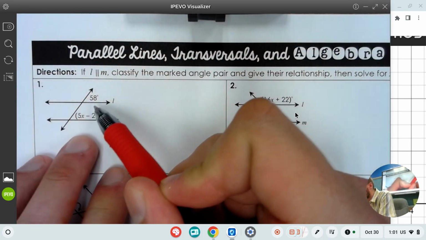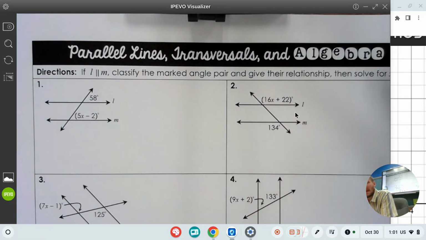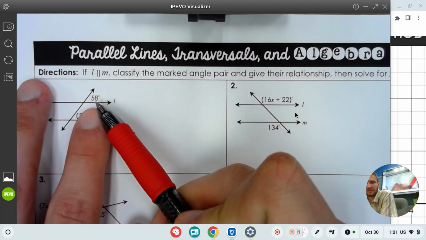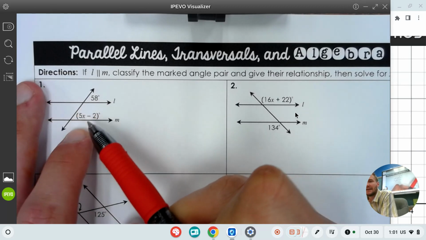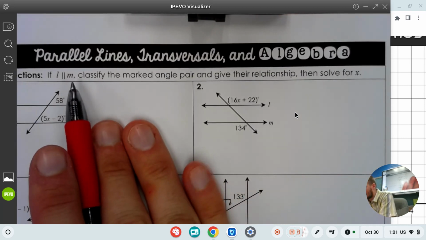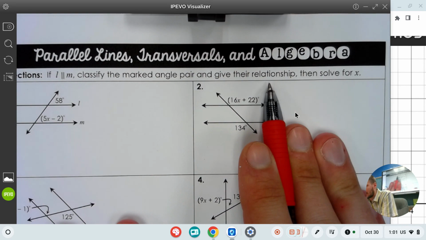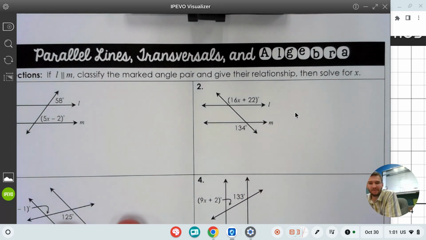You're going to look at the 2 angles that you have, and you're going to notice that one of them, maybe none of them, are going to be nice, simple numbers, like this number right here, 58. And you're going to get another one that's probably going to have some algebra introduced to it. And we're going to try to figure out how are these angles related to each other. If you read it, it says classify and give their relationship, then solve for x.